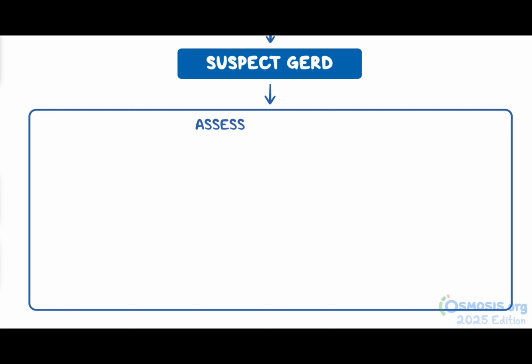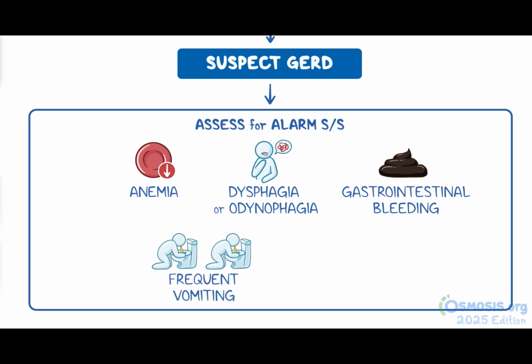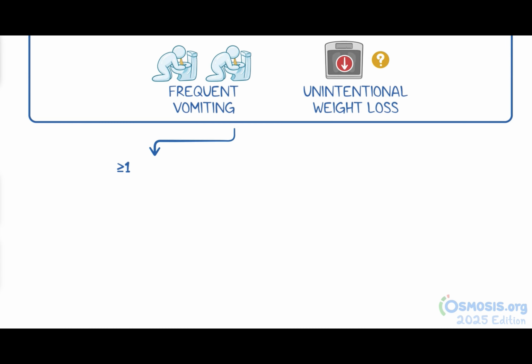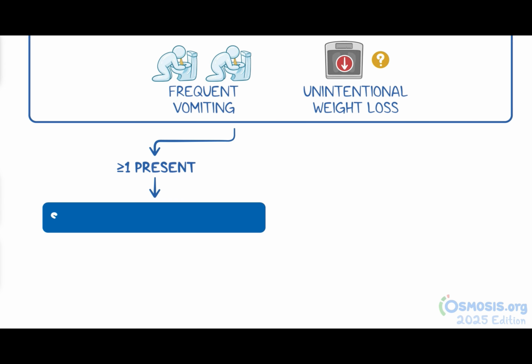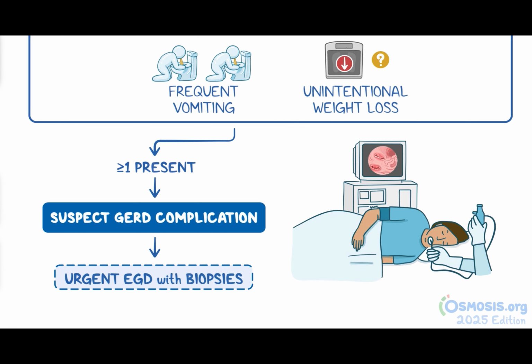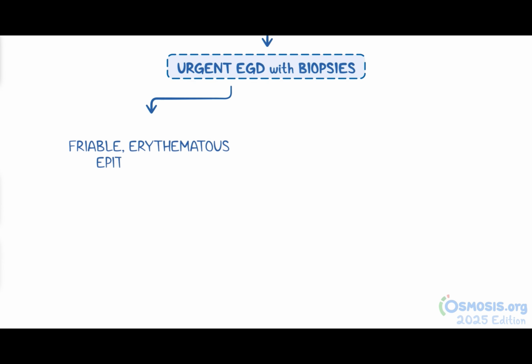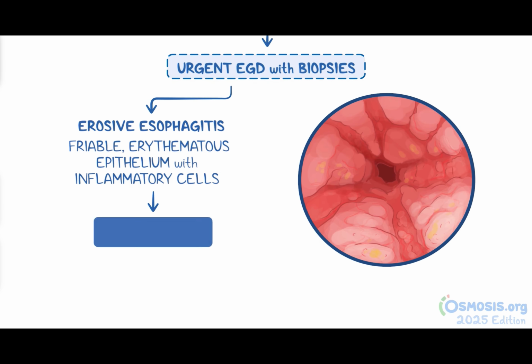Next, assess the patient for alarm signs and symptoms that warrant urgent evaluation for GERD complications. These include anemia, dysphagia or odynophagia, gastrointestinal bleeding, frequent vomiting, or unintentional weight loss. If one or more alarm signs and symptoms are present, you should suspect a GERD complication and proceed with an urgent EGD with biopsies. If the biopsy reveals friable, erythematous epithelium with inflammatory cells consistent with erosive esophagitis, the diagnosis is GERD.